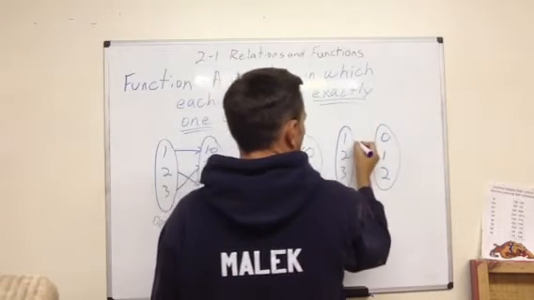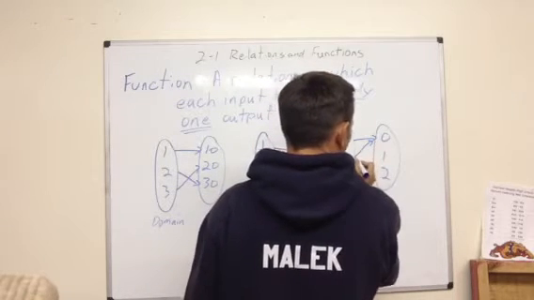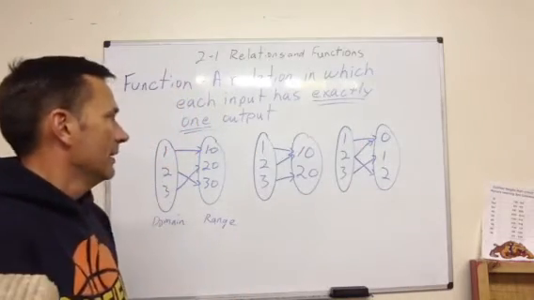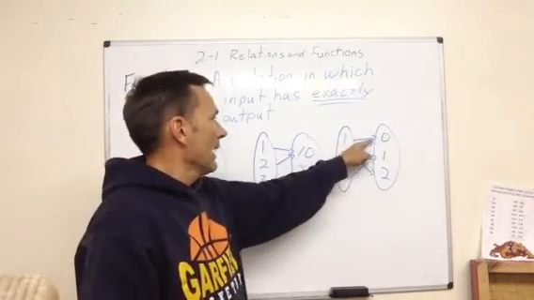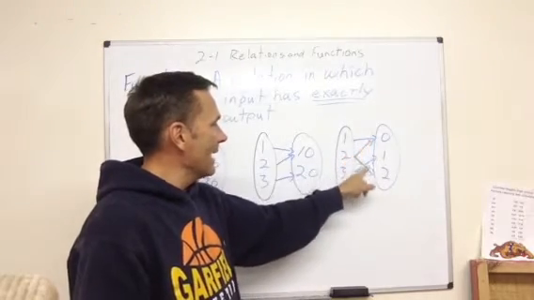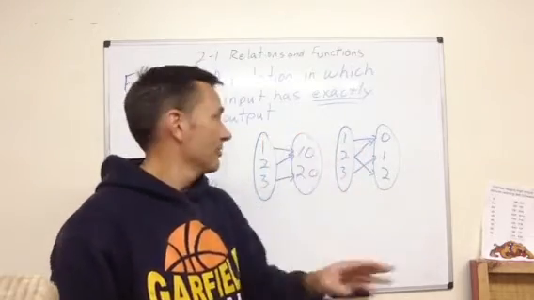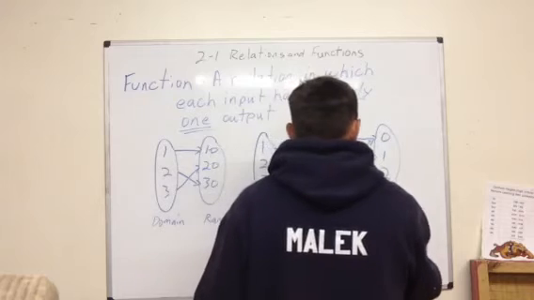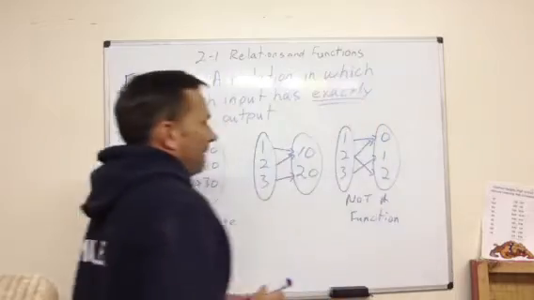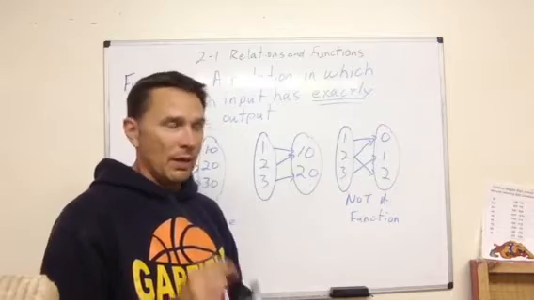Now in this example, let's say 1's going to 0, 2's going to 0 and also to 2, and 3 is going to 1. Now, our input of 1 has one output going to 0. But look at what 2 has. It goes to 0 and it goes to 2. So this has two outputs. This would be an example of not a function. So we have ordered pairs (2, 0) and (2, 2). Keep that in mind.